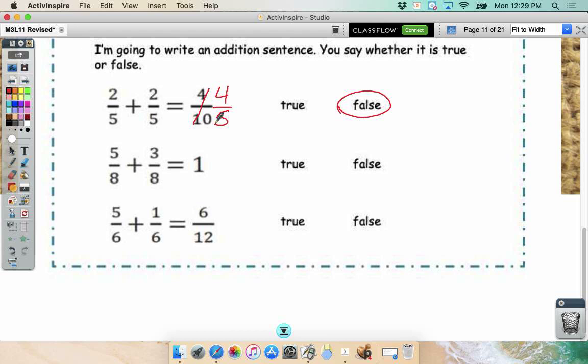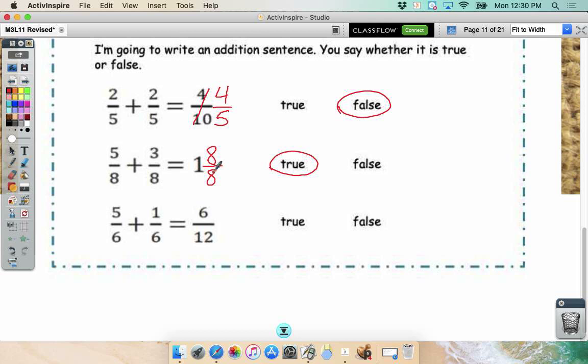Okay. Table 3. The next one, is it true or false? True. Because 5 plus 3 equals 8, right? And that would have been 8/8, which is 1 whole. Very good. Okay. The next one, table 2.